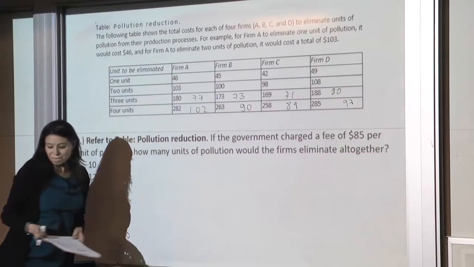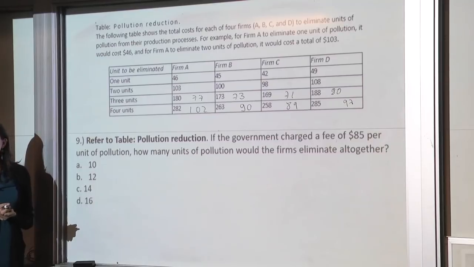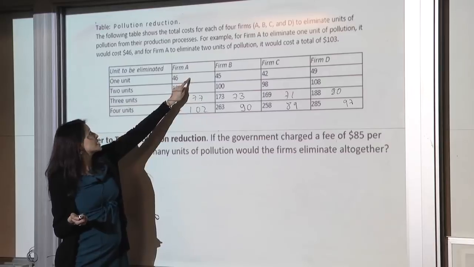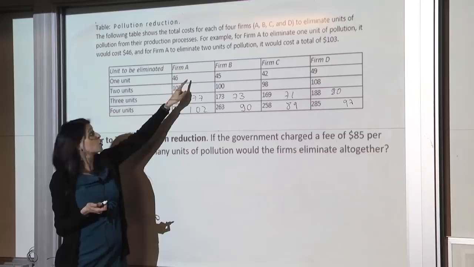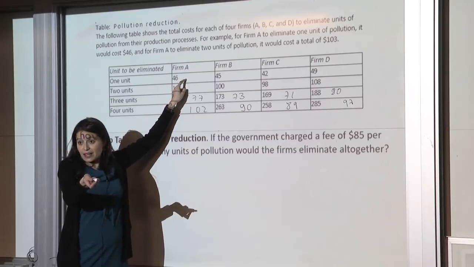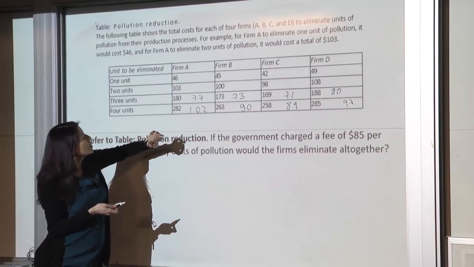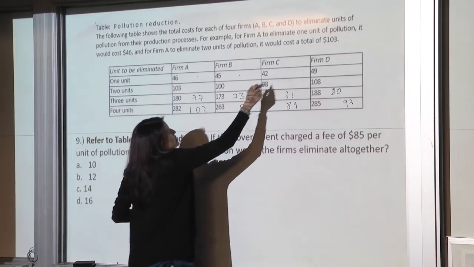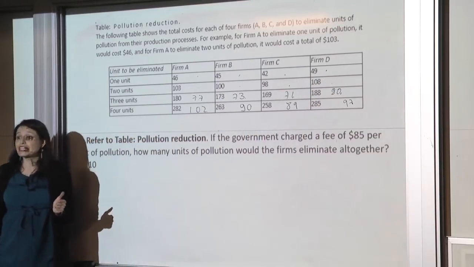So what happens here? How many units will they eliminate altogether? Excellent. Why? Because they would rather eliminate this first unit, okay? Firm A would rather eliminate this first unit that costs 46 than pay $85. Same thing for all of these up to here, right? So this is 1, 2, 3, 4, 5, 6, 7, 8, 9, 10, 11, 12. 12 units, okay? Clear?